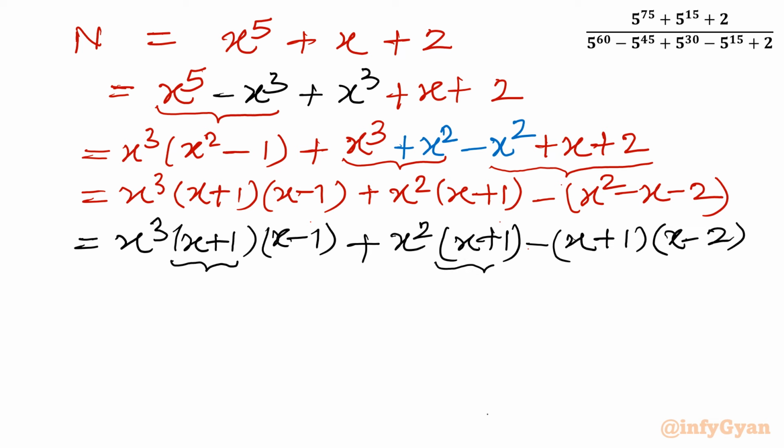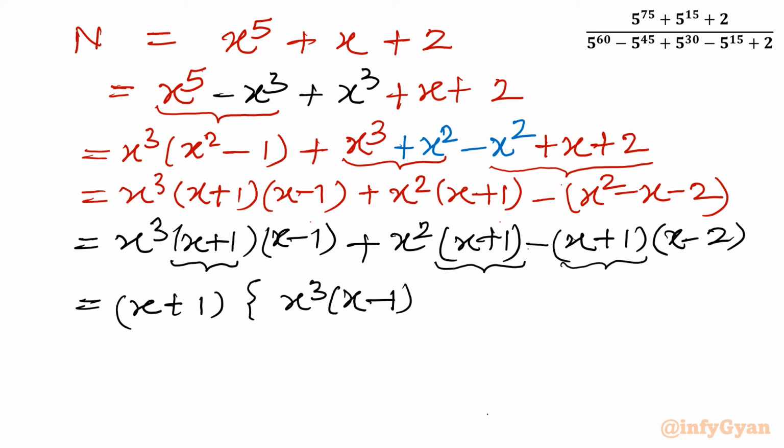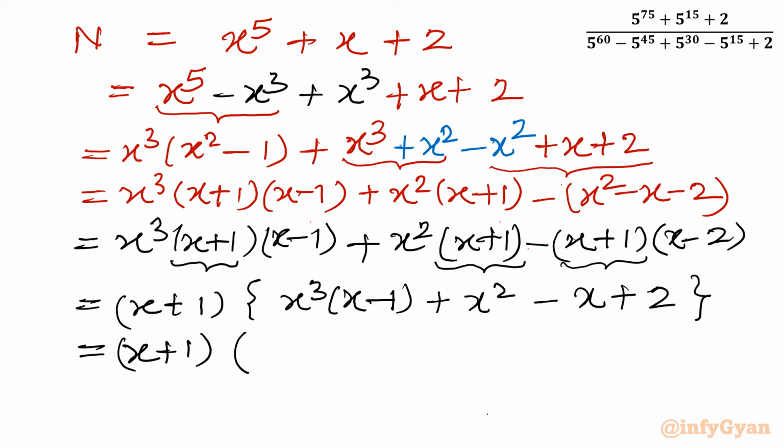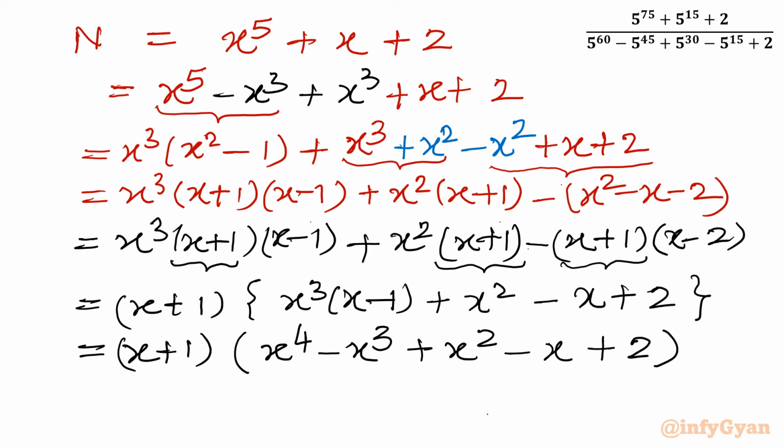Now x plus 1 is common from each term. So I can write here (x plus 1) times {x cube (x minus 1) is left. Then in the second term place, I will write x square only. Here I will be having minus x plus 2}. Now let's simplify the curly bracket. x plus 1 unchanged. This bracket I will write x^4 minus x cube plus x square minus x plus 2. And this is our denominator. You will see this is our denominator. So I will call this D. Left hand side is N. So I will write N over D equal to x plus 1.